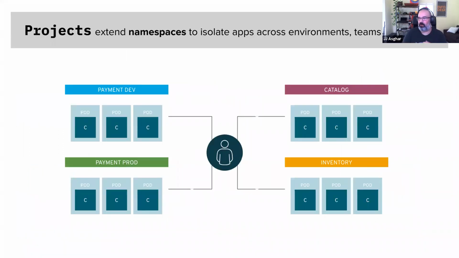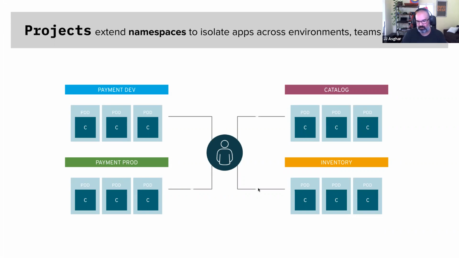OpenShift has actually extended namespaces into something called projects. The best way to see a project is if you are doing Git-based development, you probably are spinning out a bunch of feature branches and merging them back into main or master, however you want to call it. Imagine a project is one of those Git branches where you will iterate multiple times inside that project to get it to where it needs to be. And then when it's done, you export it out to, in this case, payment prod.